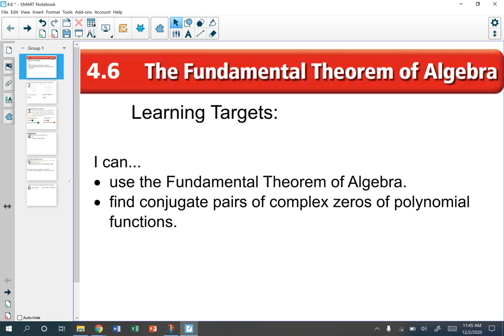This is lesson 4.6 on the fundamental theorem of algebra. So we're going to understand how to use the fundamental theorem of algebra and what that means. And we're also going to be looking at conjugate pairs of complex zeros of polynomial functions.